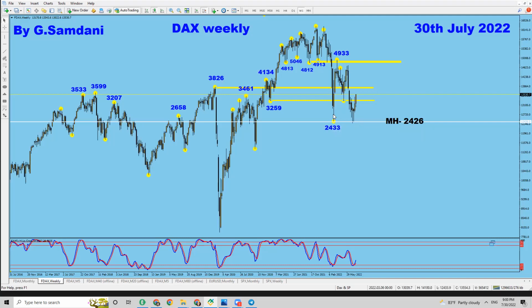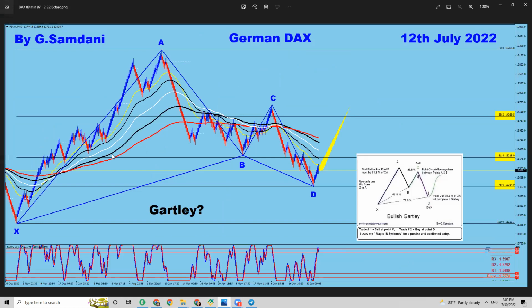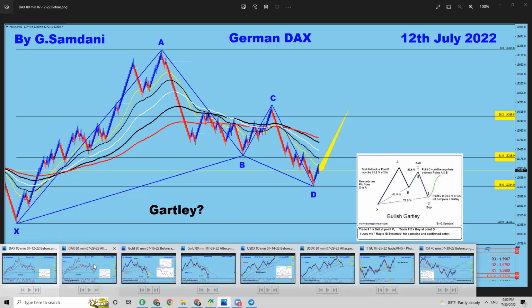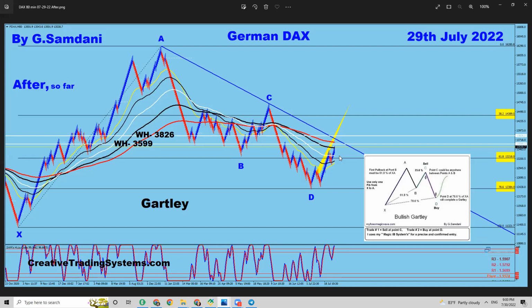On a bigger chart you don't see many things, but on a smaller time frame, my 80-minute chart, I had this German DAX 80-minute chart made and gave it to my subscribers. It's a harmonic pattern called Gartley, X, A, B, C, D, finishing at the 78% right here. This is how it usually goes, and then from there it goes to the upside. So what happened to this chart so far is this, and we probably have more to come.